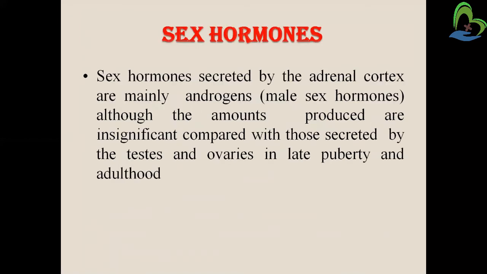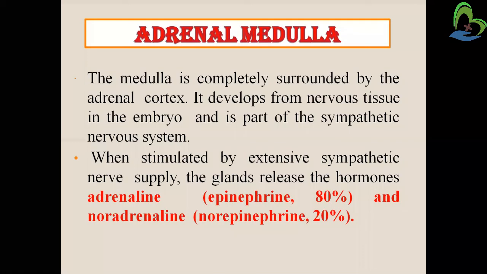Now the sex hormones. The sex hormones secreted by the adrenal cortex are mainly androgens, the male sex hormones. Although the amounts produced are insufficient to compare with those secreted by the testes and the ovaries in late puberty and adulthood. Now the adrenal medulla.